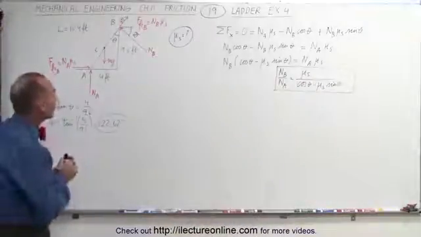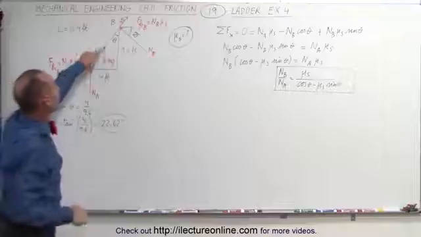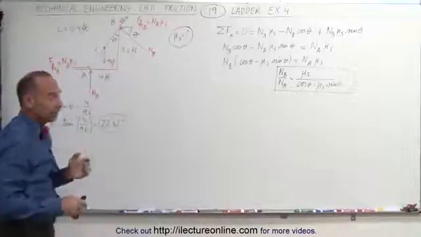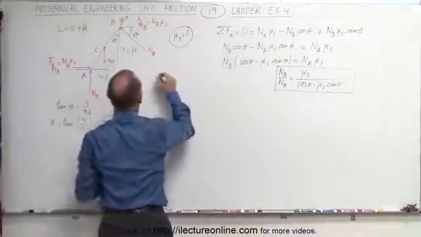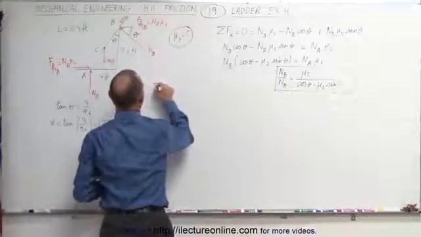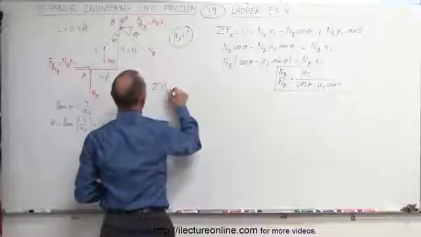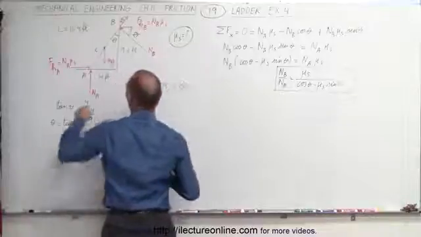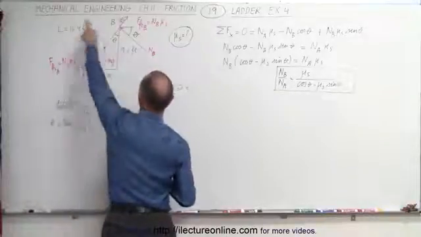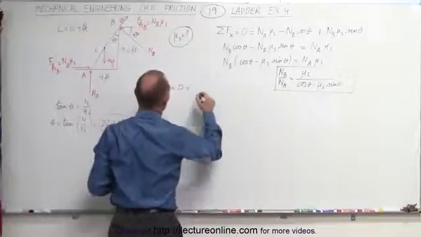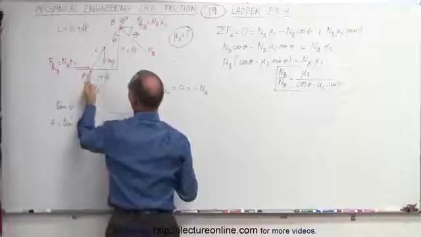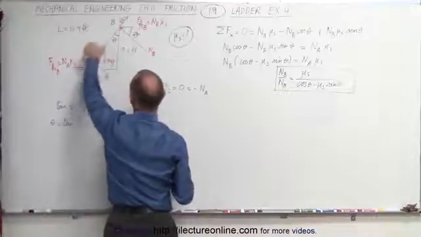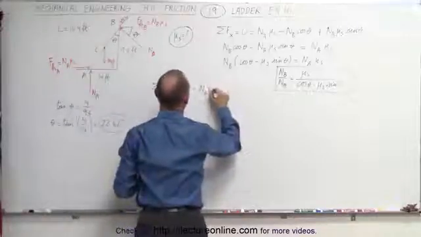Next, what we need to do is take the moment about point C so we can eliminate the weight of the ladder, since we don't know the weight of the ladder. So we're going to sum up all the moments about C. Sum the moments about point C, that adds up to 0. So we have n sub a, which gives you a moment in a clockwise direction. That's minus n sub a times the distance. That would be from the line of action of force to the pivot point. That would be 2 feet.